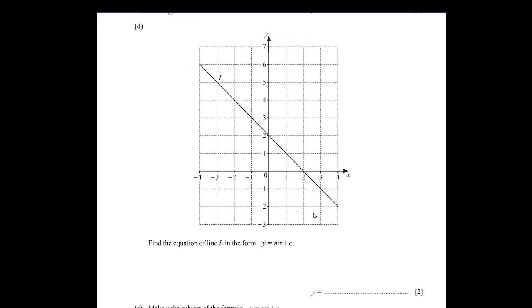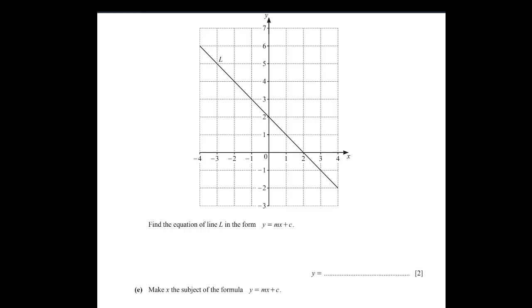Question number D. Find the equation of line L in the form of y is equal to mx plus c. Okay, so we have a line here, we need to find the equation. Before you write the equation, try to find the gradient of the line and y-intercept. So first find out c. C is the point from where it is crossing the y-axis. So c is 2.